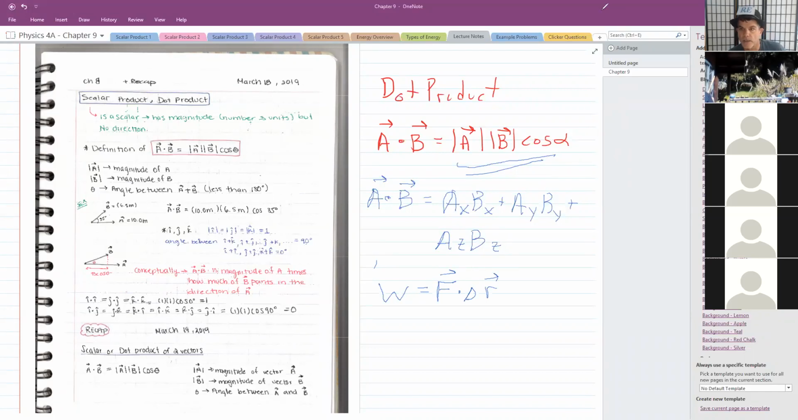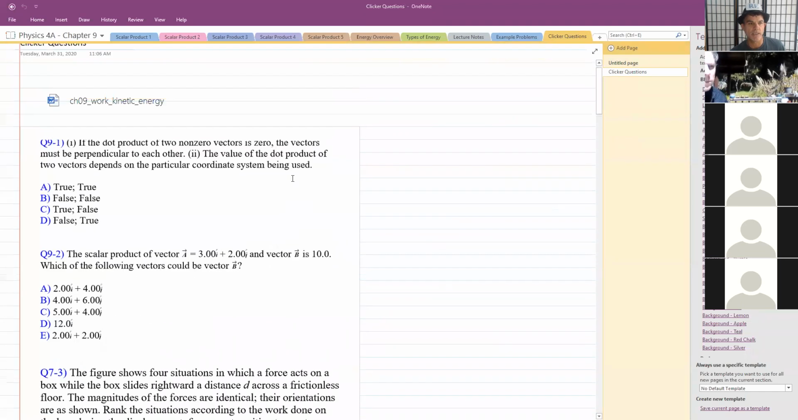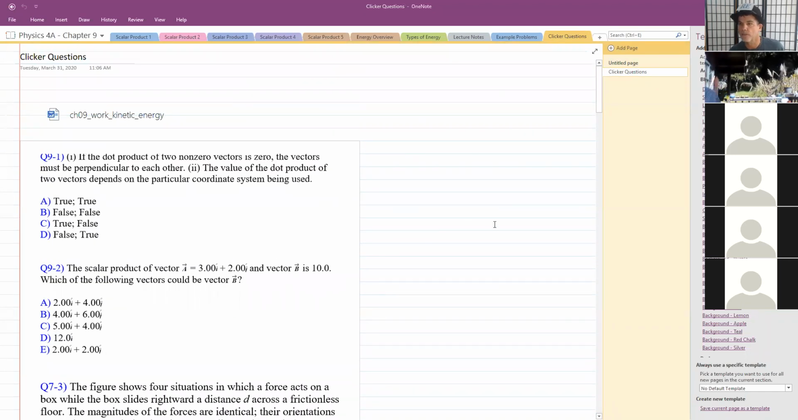So let me, I want to go to this mouse. And let me do this for a second. Okay, can everybody see? Let me erase this. Undo. Clear all drawings. Okay, can everybody see these clicker questions?